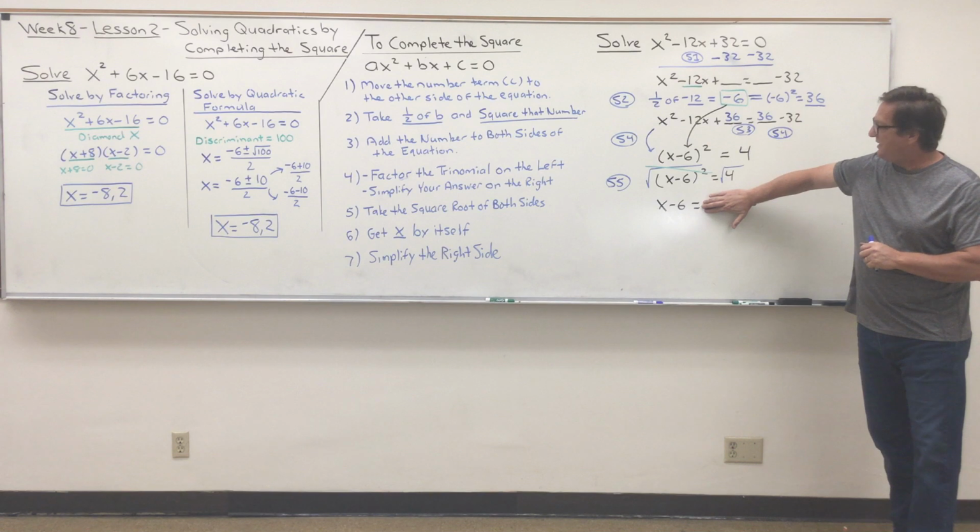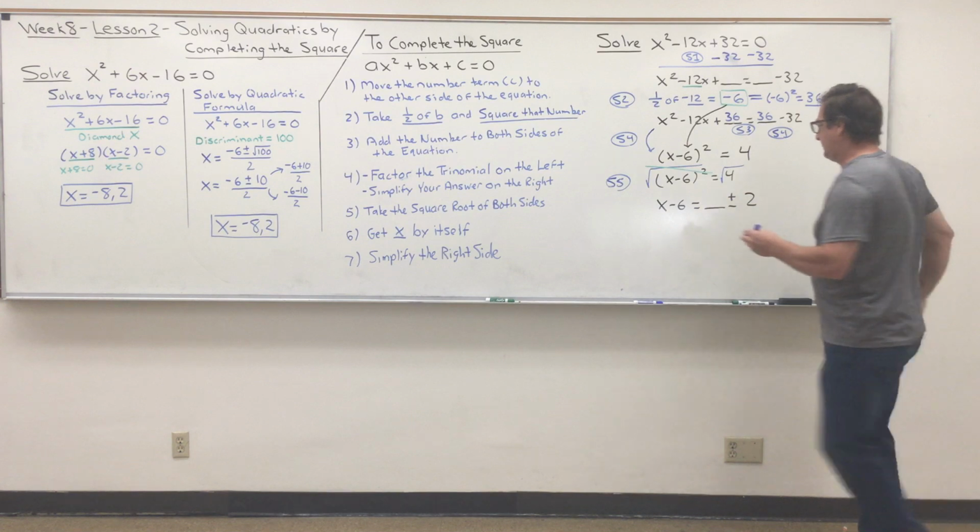Step 6, get the x by itself. Well, it's x minus 6, so the opposite of subtracting 6 is adding 6.